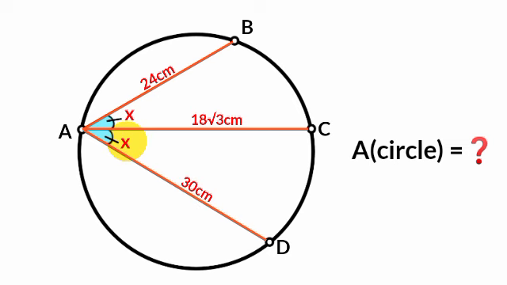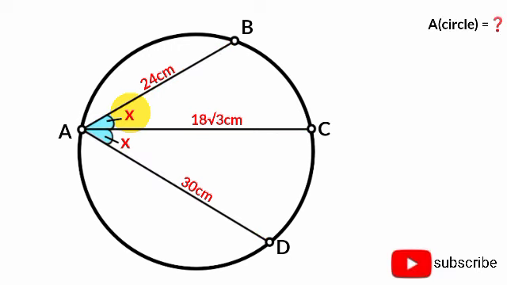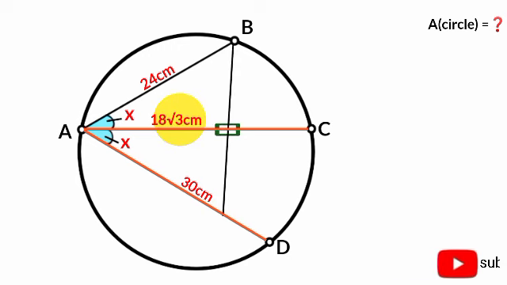This angle has its sides to be x, and similarly this also has its sides to be x. That means they are congruent. So how can we solve this? It is actually simple. The first thing we're going to do is draw a line perpendicular to this chord AC from this point B down here to chord AD. The length of this chord AC is 18√3 centimeters and that of this chord AD is 30 centimeters.